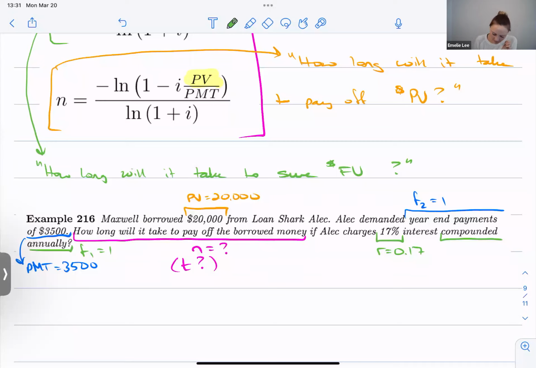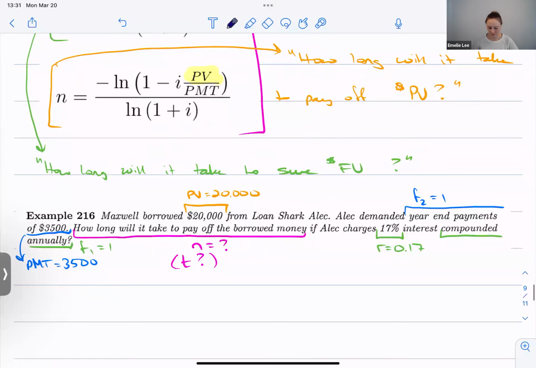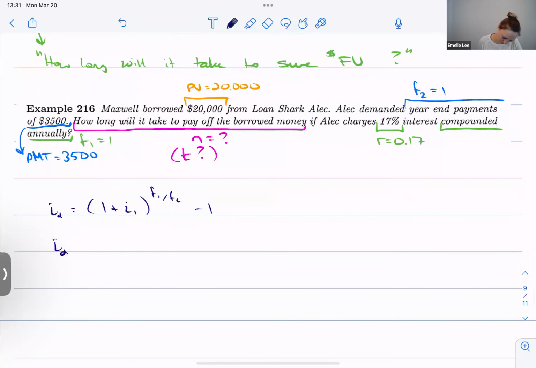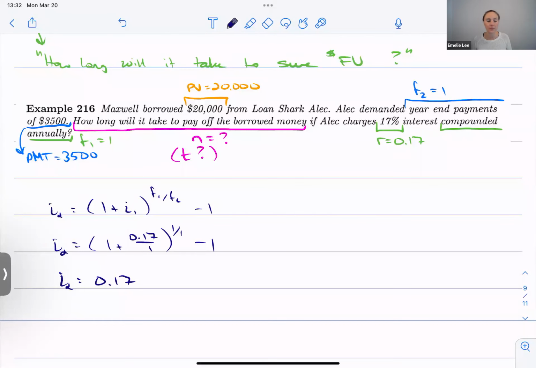Just to get in the habit, just like I was saying, let's find I2 first. As soon as you have regular payments, just find I2, get it out of the way. I2 is (1 plus I1) to the power of F1 over F2, minus 1. So 1 plus 0.17 divided by 1, to the power of 1 over 1, minus 1. So I2 is 0.17. That's easy enough.